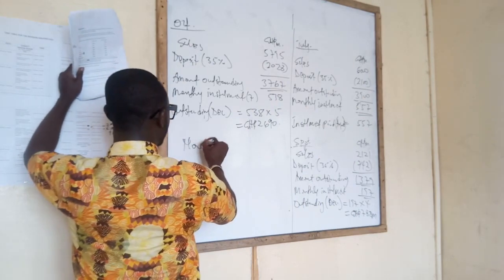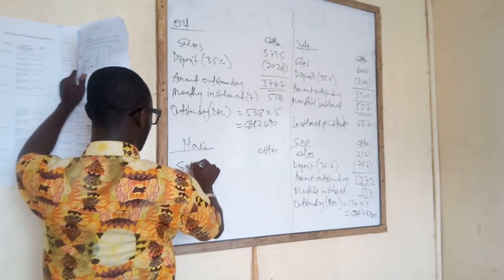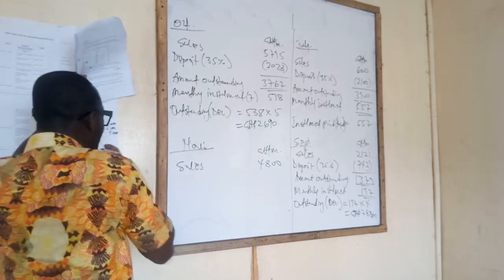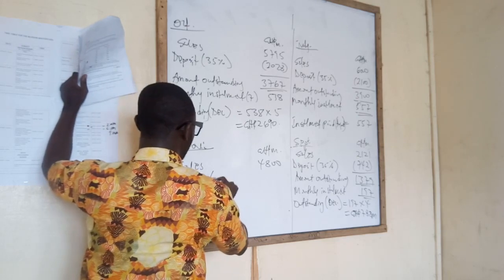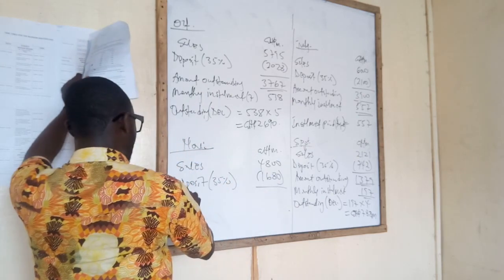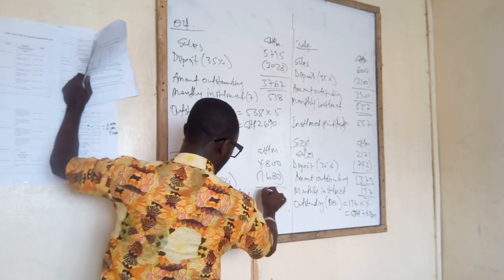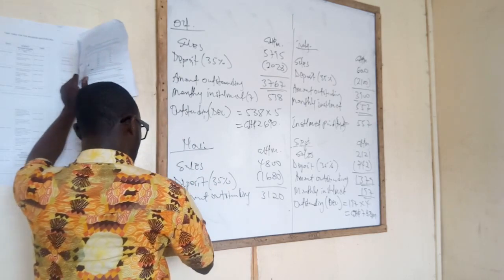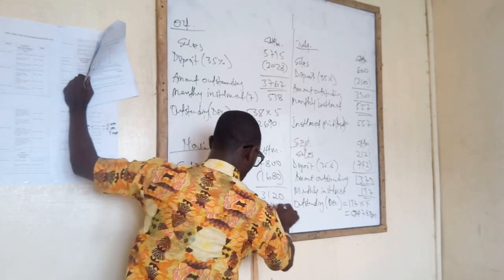Last one, November. What's the sales for November? 4,800. Deposit, what do we get? 1,680. Amount outstanding? 3,120. Monthly installments? 446.